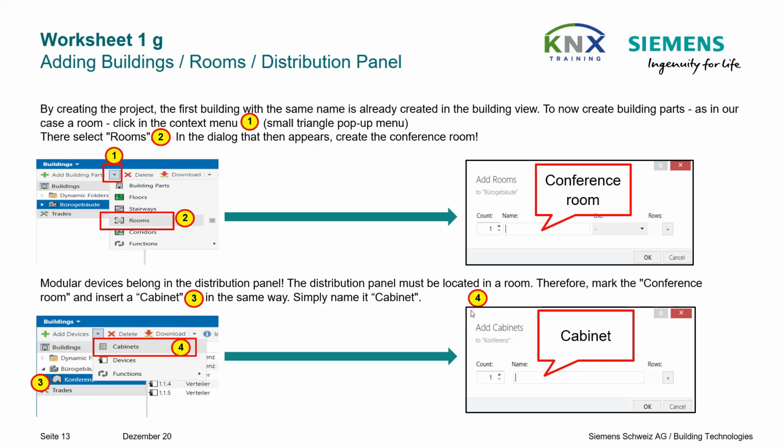DIN rail mounted devices belong to the distribution board. The distribution board must be located in a room. Therefore, you now mark the conference room and insert a cabinet in the same way. Simply call it cabinet.